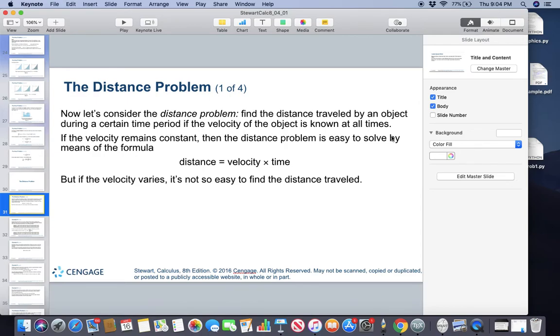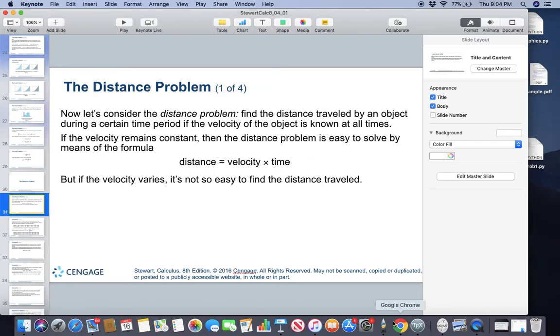So, distance problem. Find the distance traveled by an object during a certain time period if the velocity is known. Usually if you're given distance you can find the velocity, but what if you know the velocity? You need to come back to distance. If the velocity remains constant, then the distance problem is easy to solve. Distance is velocity times time. I hope this is clear.